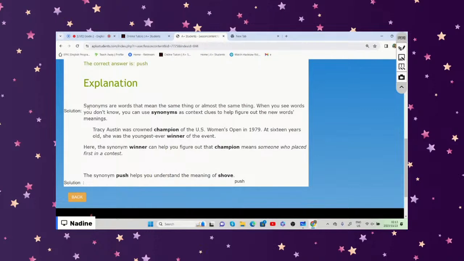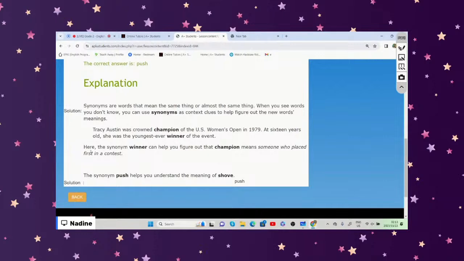Because one of the words within the sentence will help you determine the meaning of whatever the sentence is about, or the context of the sentence. And once again, we'll use the example: Tracy Austin was crowned champion of the U.S. Women's Open in 1979. At 16 years old, she was the youngest ever winner of the event.